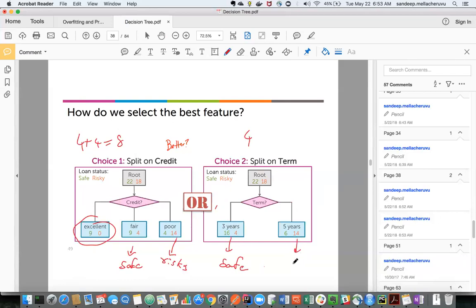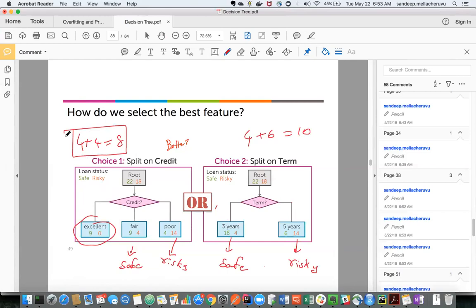And again, this assumes that it is a risky loan when the term is greater than 5 years. Now, for term equal to 5 years, assume that this is a risky loan, which means on the training data set there are 6 mistakes. You are not able to catch those mistakes. Now how many mistakes are you doing? Here you are doing overall 10 mistakes. Here you are only doing 8 mistakes. So which one is better?